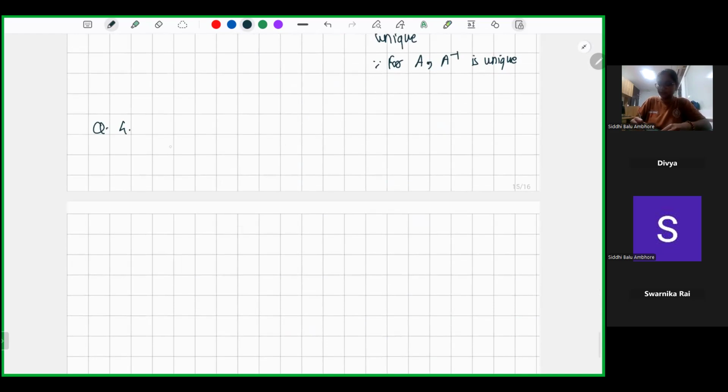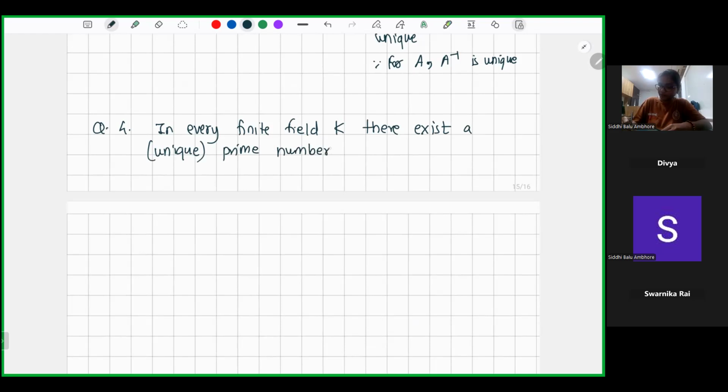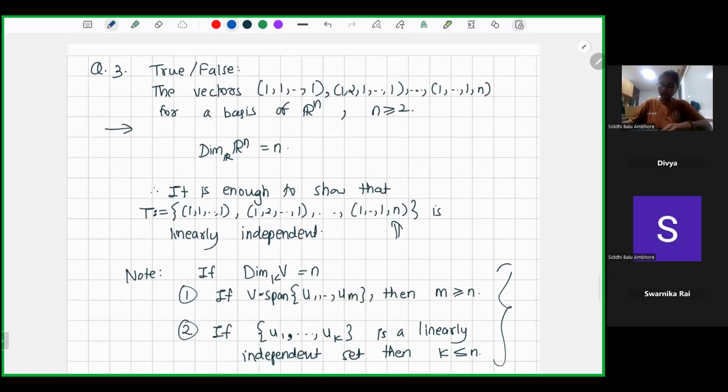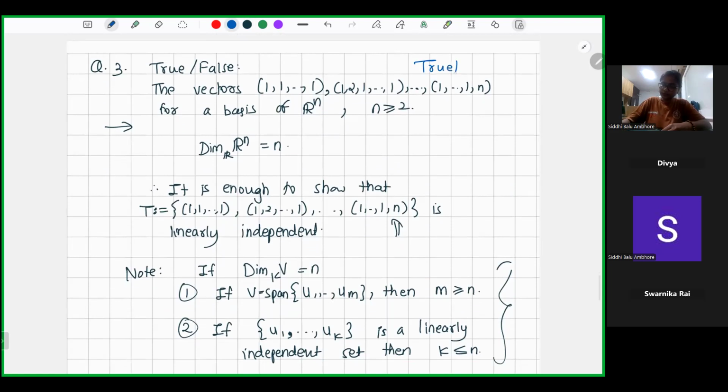Question 4: in every finite field K, there exists a unique prime number P. So this is true, okay? I forgot to mention this was a true and false question, and this is definitely true.